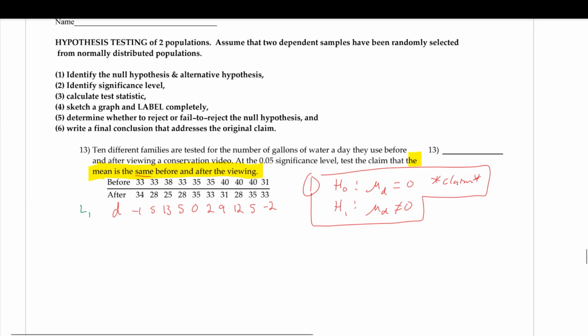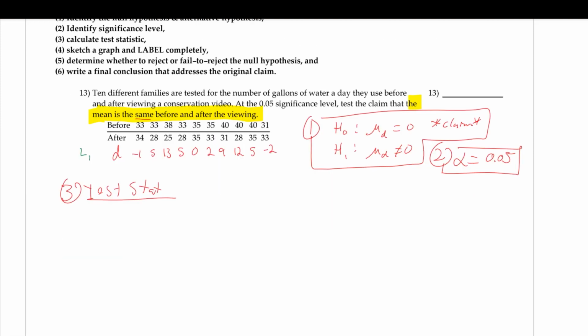So step 2 is our significance level. Alpha is, in this case, 0.05. And let's go to step 3 here, our test stat. To test a claim on the mean difference, it's going to be a t-test. It's just going to be a simple t-test because we essentially reduced this from 2 populations down to really just one list of differences. The formula for this, just so that you recall, is the average of our differences divided by the standard deviation of the differences divided by the square root of n.